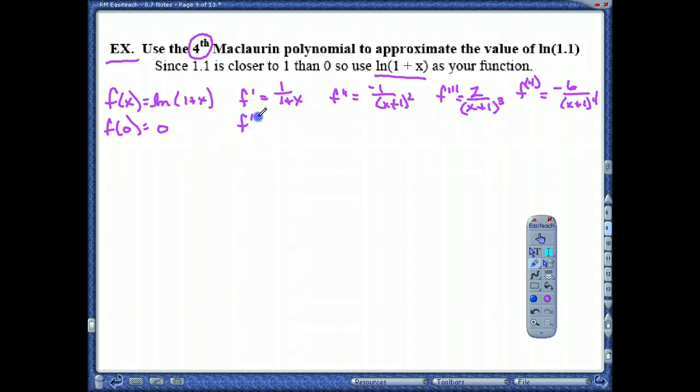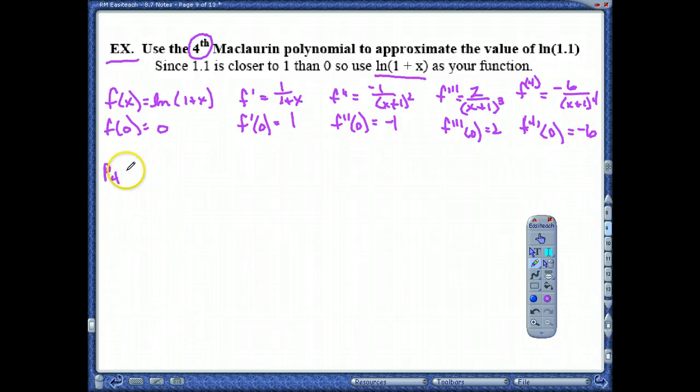If I find the derivative at 0, that's going to be 1. The second derivative at 0 is going to be negative 1. The third at 0 is going to be 2. And our fourth derivative at 0 is negative 6. So now we're ready to make our polynomial. And remember, we just put P and we put a little 4 there so people know.